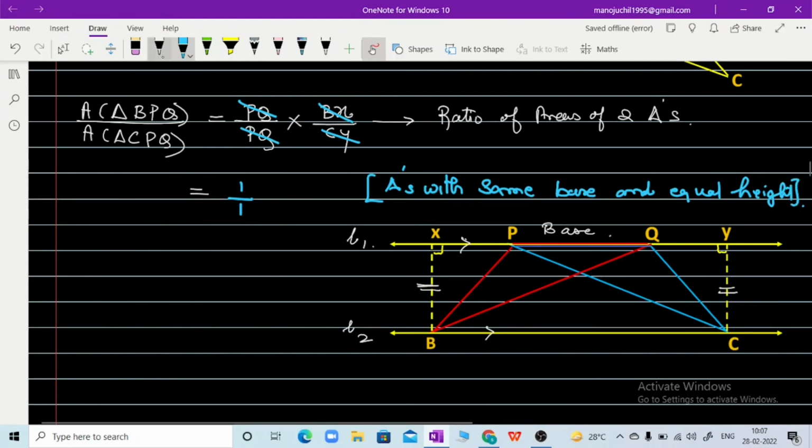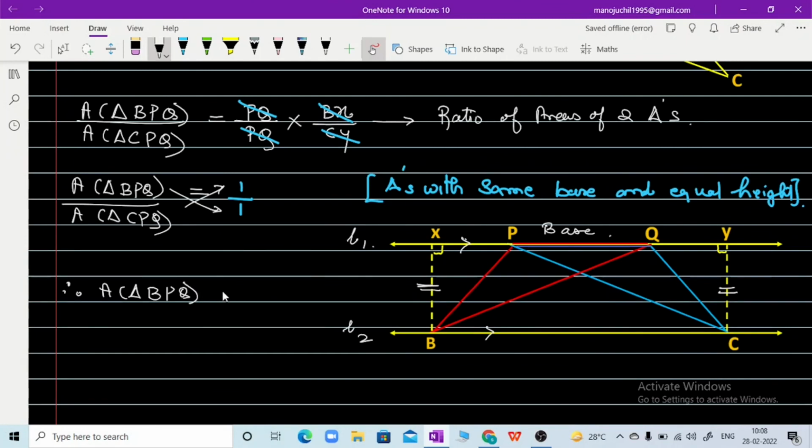If I cross multiply, that is, area of triangle BPQ upon area of triangle CPQ is equal to 1:1. If I cross multiply it, what do I get? Therefore, area of triangle BPQ is equal to area of triangle CPQ. So this is how we come to know various applications of the property of areas of two triangles.